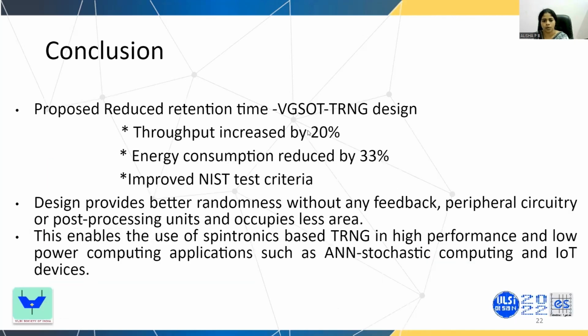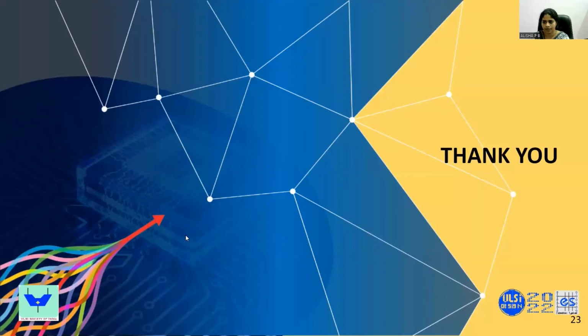Moving on to the conclusion. With the proposed reduced retention time VGSOT TRNG design, we have increased throughput by 20% and reduced energy consumption by 33%. It improved the NIST test criteria. The design provides better randomness without any feedback, peripheral circuitry or post-processing, so we can increase the area efficiency. This enables the use of spintronics-based TRNG in high performance and low power computing applications such as AI, stochastic computing and IoT devices. Thank you.